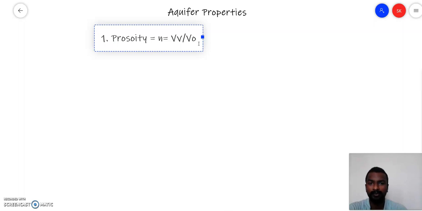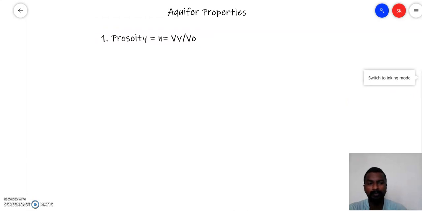So we'll get the porosity. Generally we can say porosity may vary, meaning it can be more than 5%, even more than 20%. So there is a classification of this particular porosity as well.